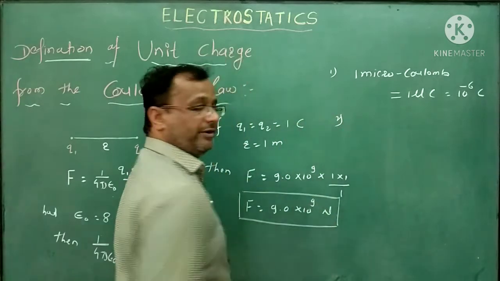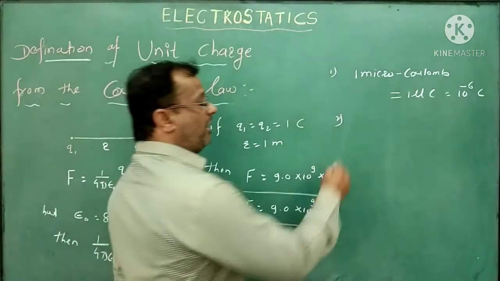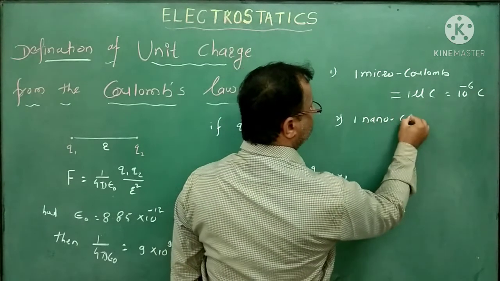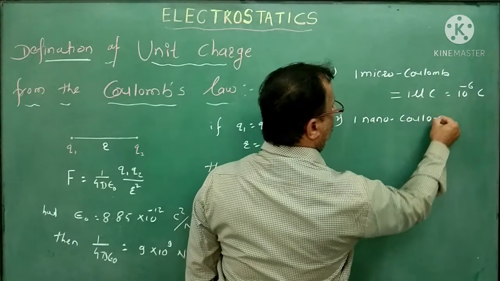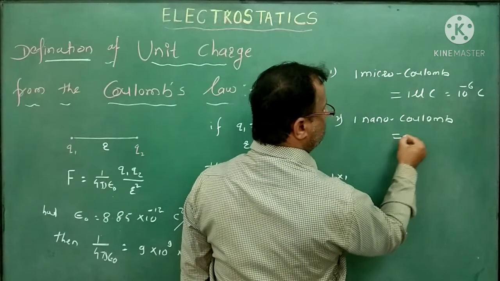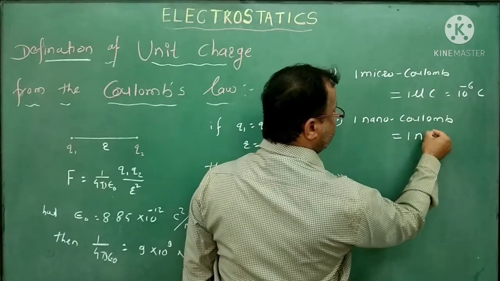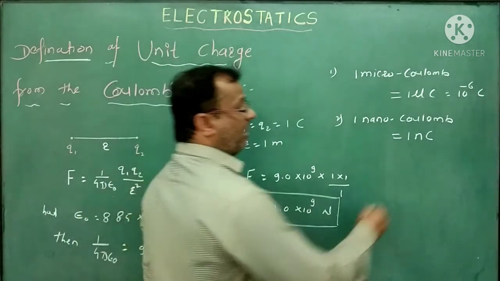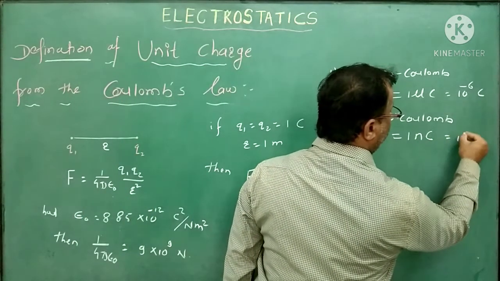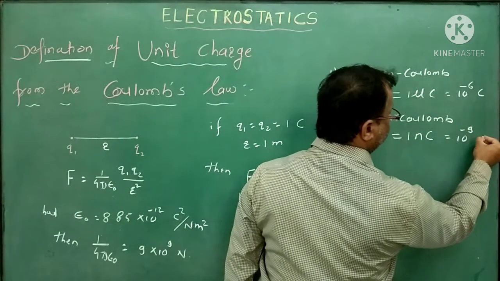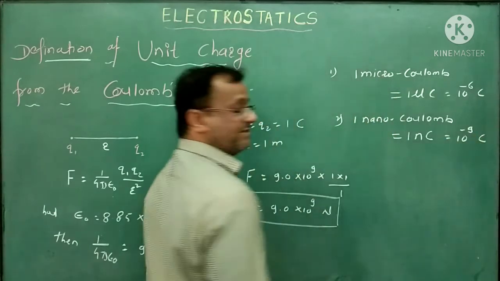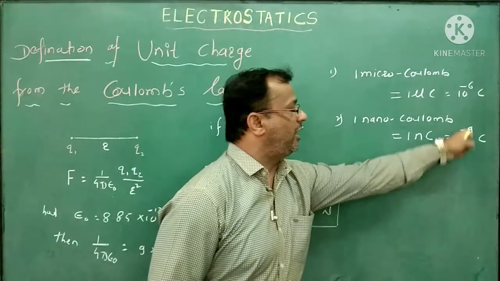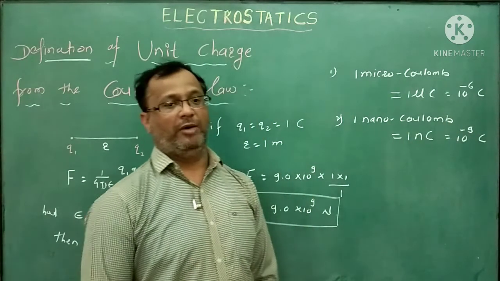Now the second one, that is 1 nanocoulomb. Here 1 nanocoulomb is written as 1 nC, and nano represents 10 raised to minus 9, and coulomb is as it is. So 1 nanocoulomb means 10 raised to minus 9 coulomb.